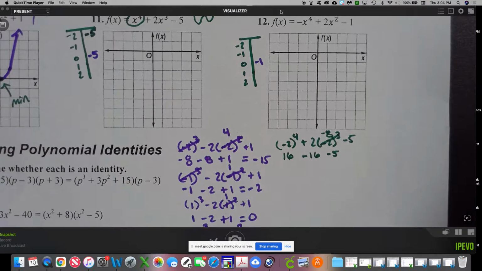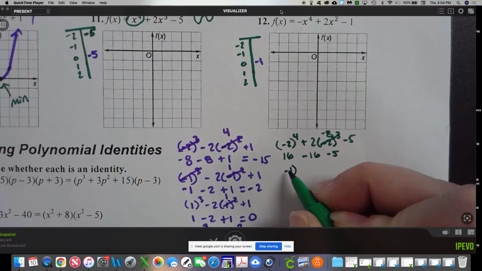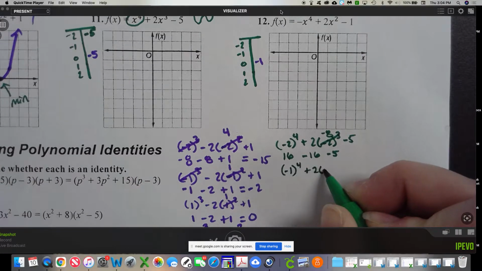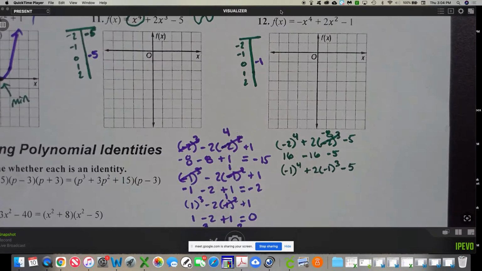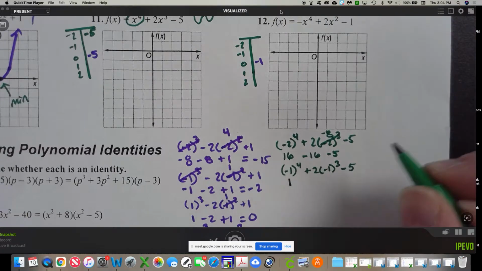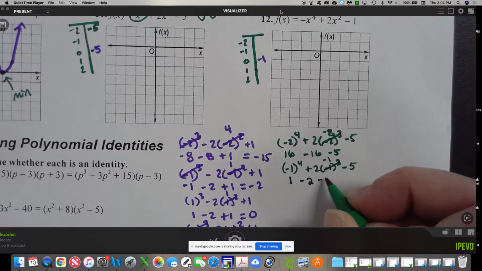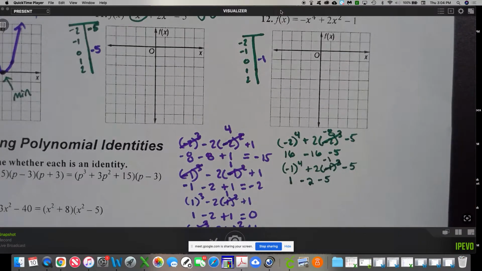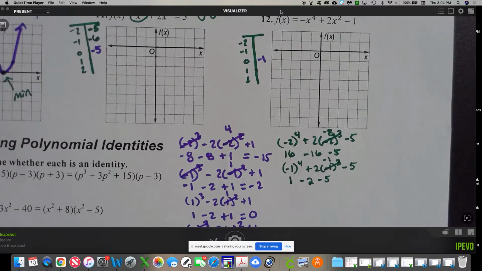Okay, next one we're going to plug in -1. -1 to the 4th plus 2 times -1 to the 3rd minus 5. -1 to the 4th is positive 1. -1 to the 3rd is -1, which makes that -2. So 1 minus 2 minus 5 is -6, I think. All right, now we're going to plug in +1.